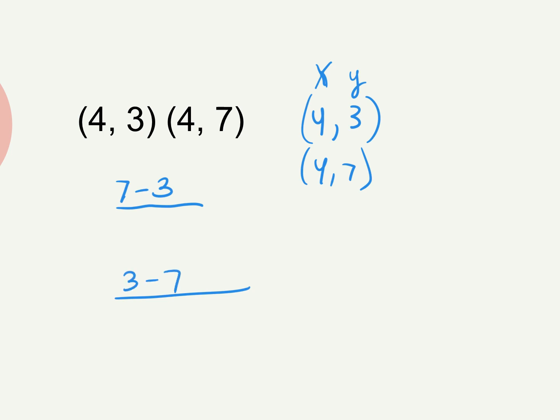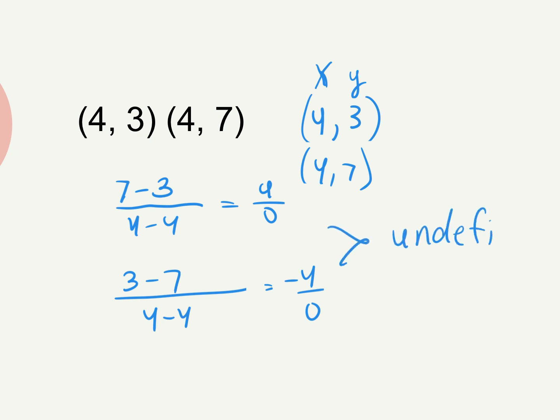Yeah. Whatever y value you start with in the numerator, you have to start with the corresponding x value. So if you start with 7 in the numerator, then you have to start with its counterpart of x in the denominator. In this case, it's 4 minus 4 in both of them, right? So 7 minus 3 is 4 over 0. Agreed? What's 3 minus 7? Negative 4 over 0.